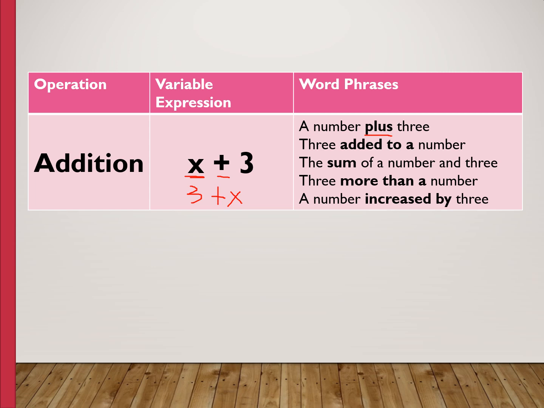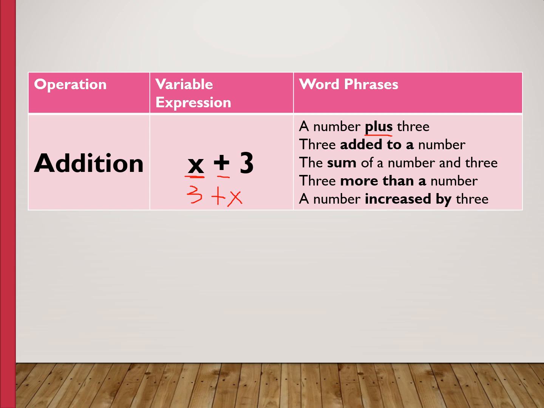Next, we have the sum of a number and 3. The word sum represents addition, the addition operation. So the sum of the number, since we don't know it, we use variable x, and 3. That's why we have x plus 3. We can also write this as 3 more than a number.